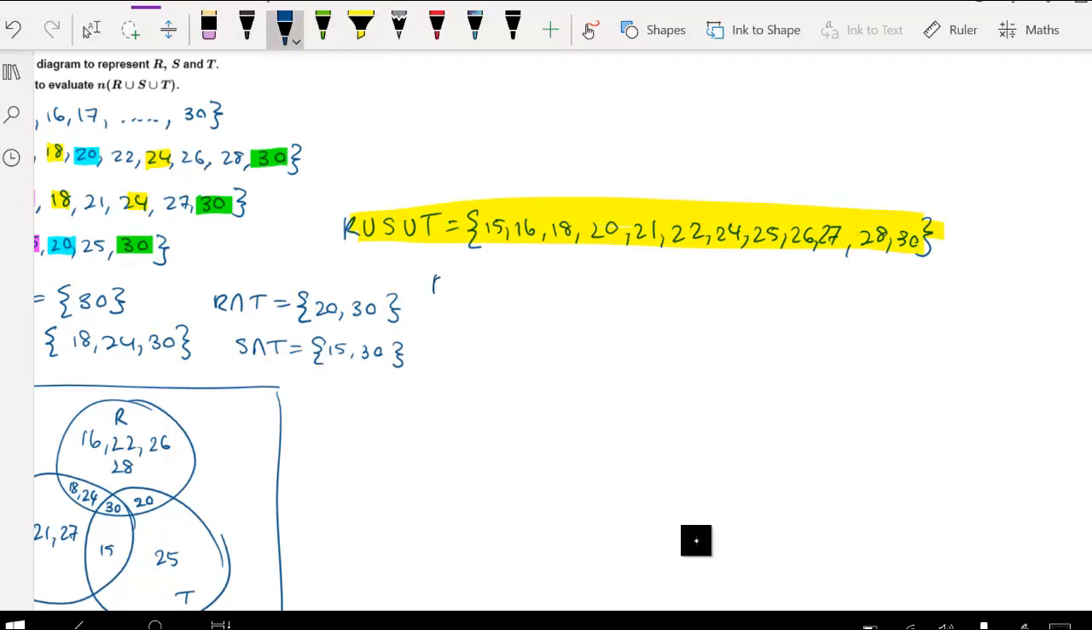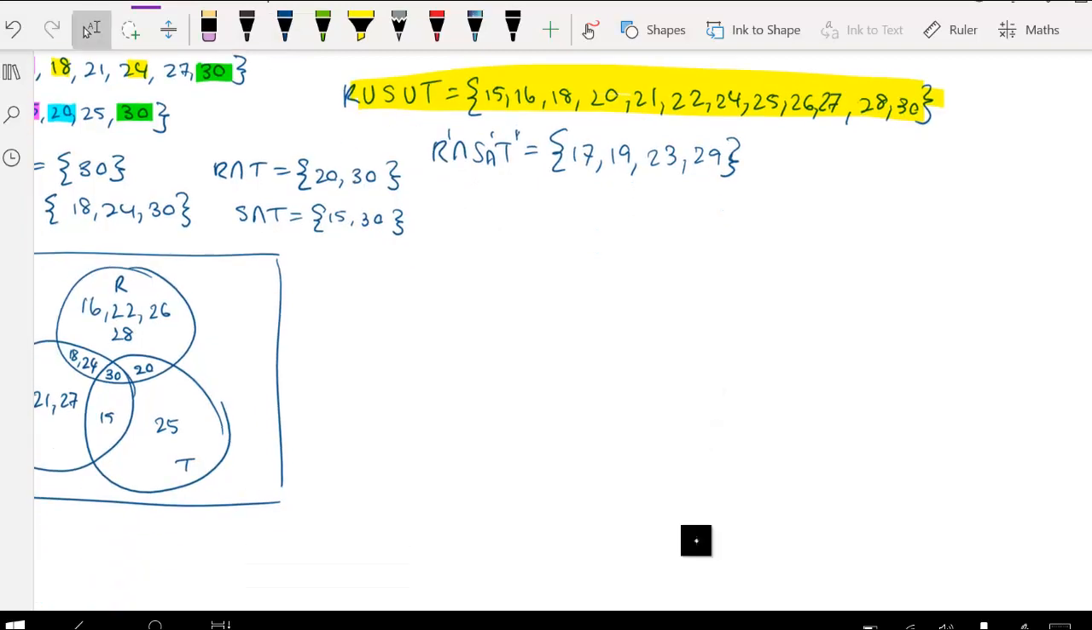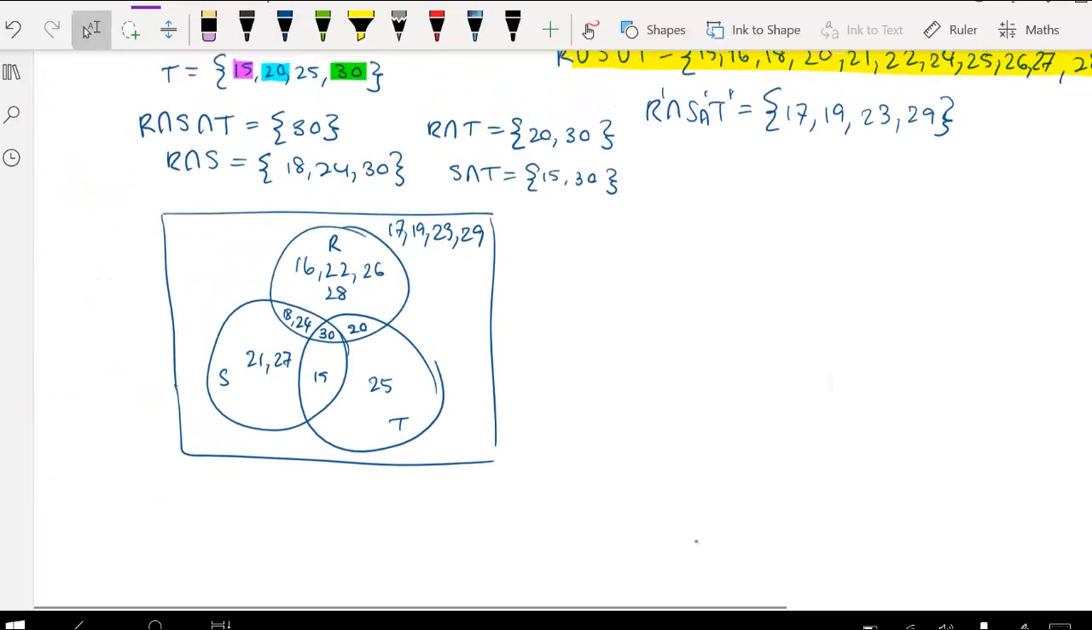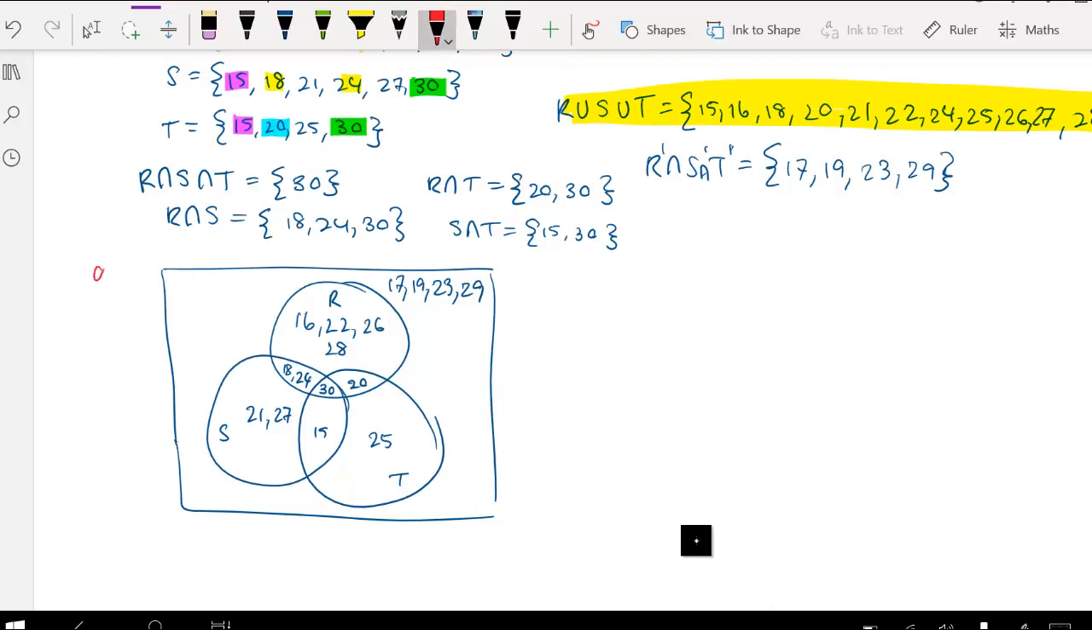And if we wanted to define then not R, not S, and not T, then it will include all the leftover values. So we have 17, 19, 23, and 29. So these values on the outside are 17, 19, 23, and 29. Okay, so here's part A and part B. Here's what we've already defined.